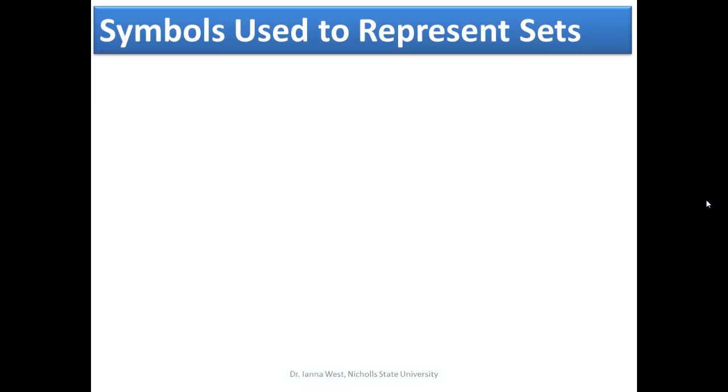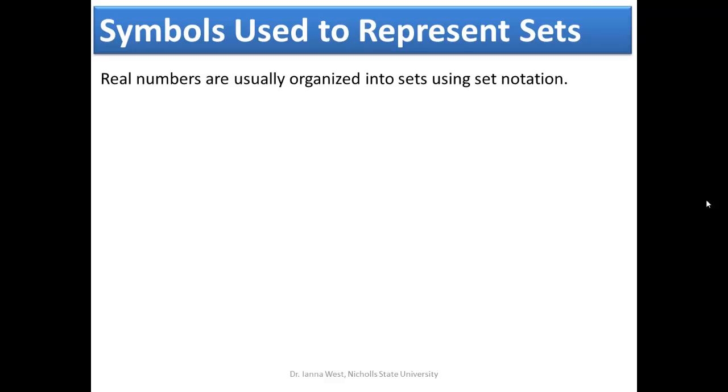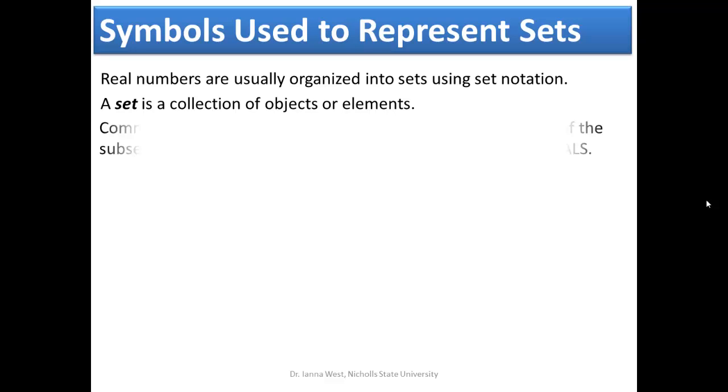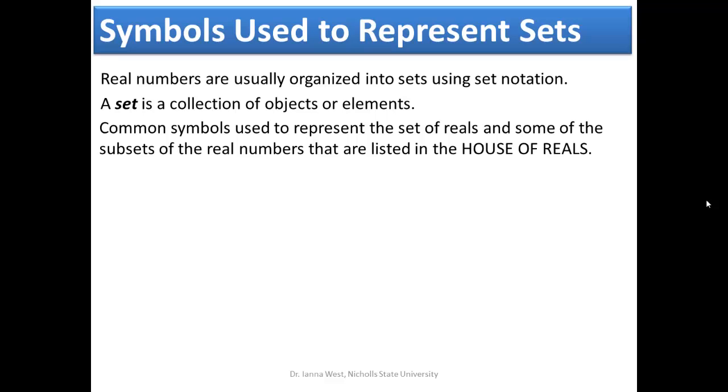In this section, we will look at symbols often used to represent sets. Real numbers are usually organized into sets using what is known as set notation. A set is a collection of objects or elements. The elements in a set may be numbers, letters, names, states, or any other set of elements or objects. At this time, we will only look at common symbols used to represent the set of reals and some of the subsets of the real numbers that are listed in the house of reals.